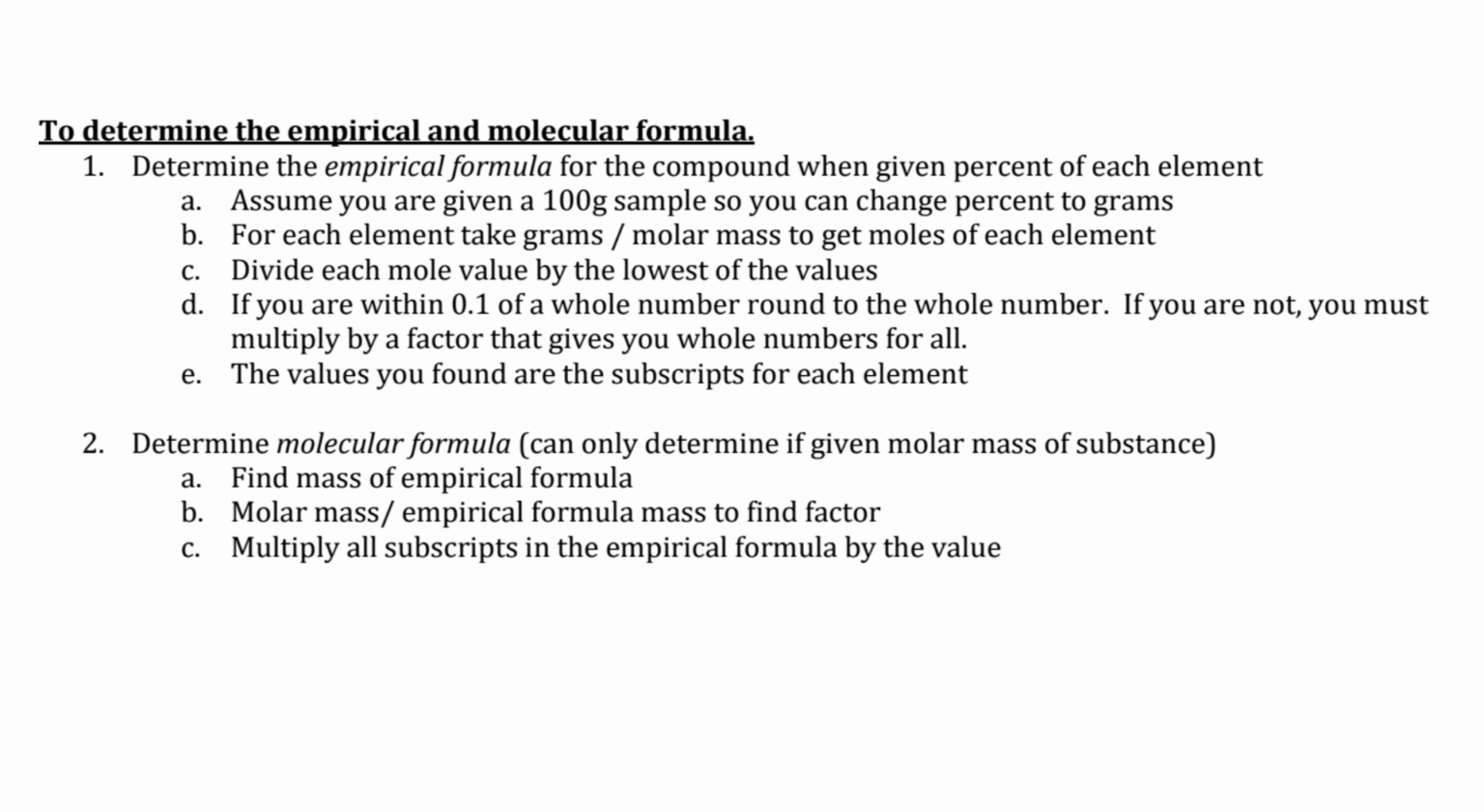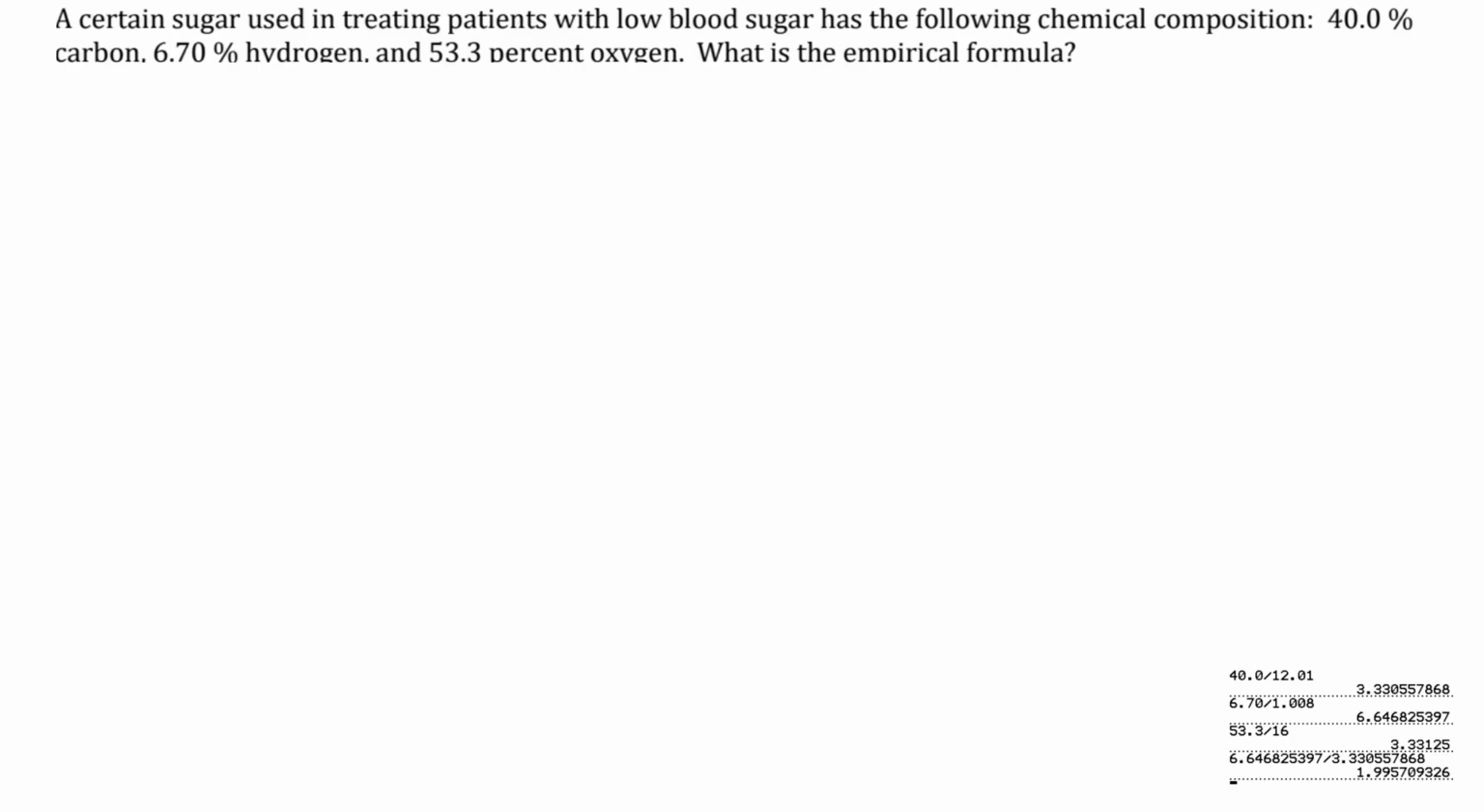So to determine the empirical formula, assume you're given a 100-gram sample, so you can change the percent to grams. It's easier. So a certain sugar has the following composition: 40% carbon, 6.70% hydrogen, and 53.3% oxygen. What is the empirical formula? So I kind of cheated and put the calculations right there. You can kind of see it. But let's see what we do here.